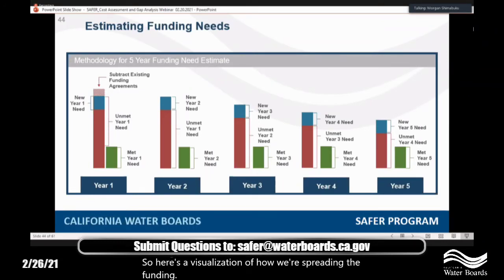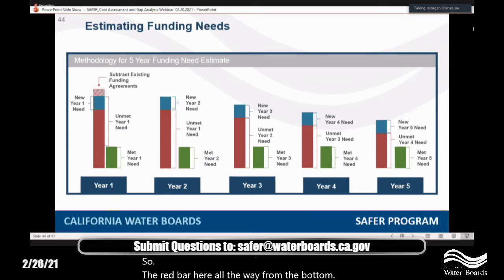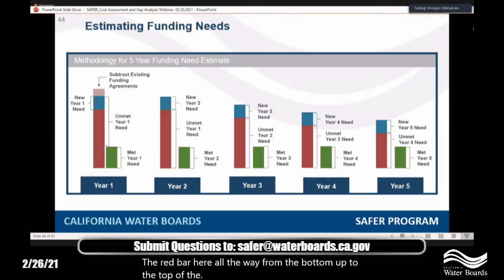And there's a lot going on here. So I encourage you to focus in on year 1, and I'll walk through what these bars all represent. So the red bar here, all the way from the bottom up to the top of the solid red bar, that's the estimated need coming out of the cost assessment model from step 6.